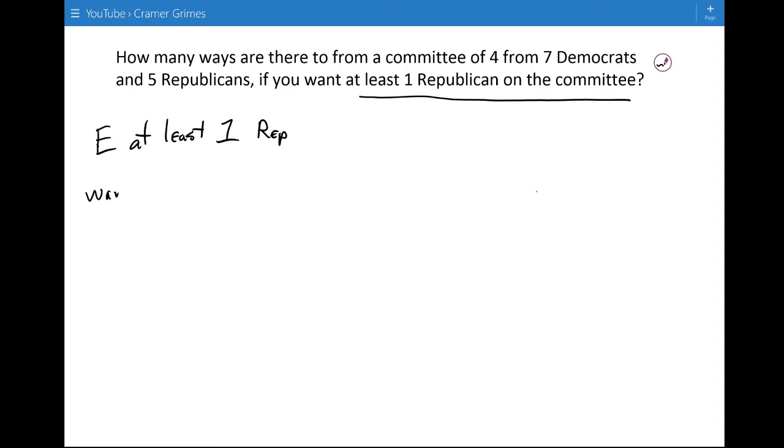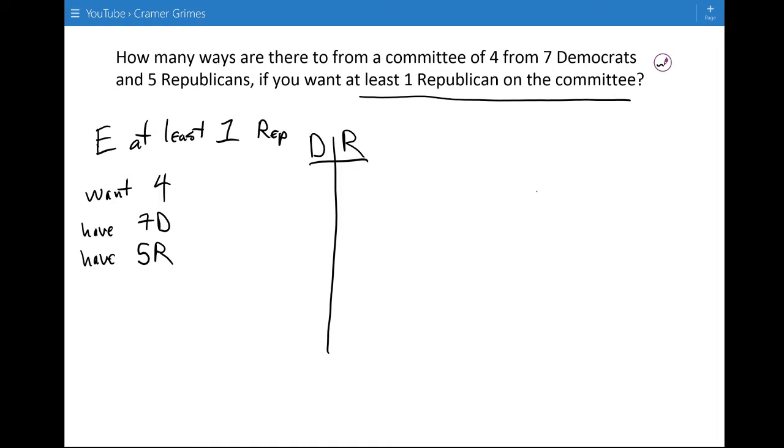So we want a committee of 4. We have 7 Democrats. We have 5 Republicans, and we want to satisfy that event that we want at least one Republican. So for this problem, I'm going to do a T-chart, and I'll fill it out completely. This T-chart is going to describe all the possible ways that we can form this committee with respect to how many Democrats and how many Republicans are on the committee.